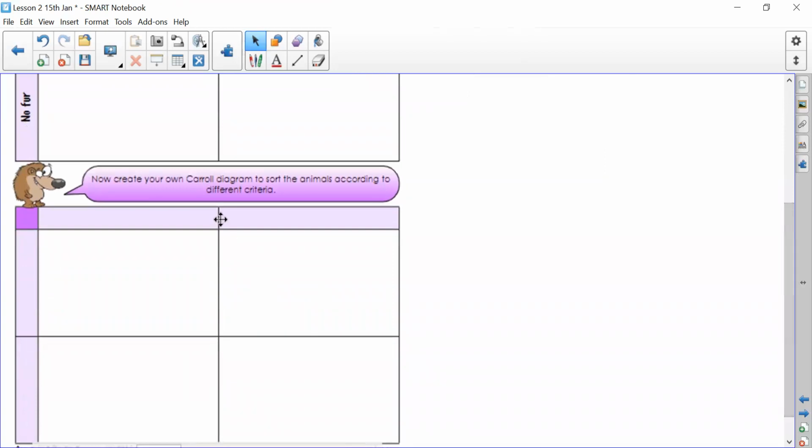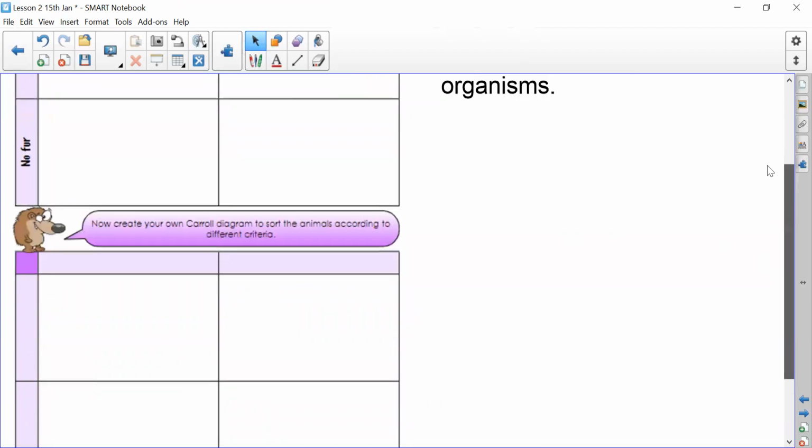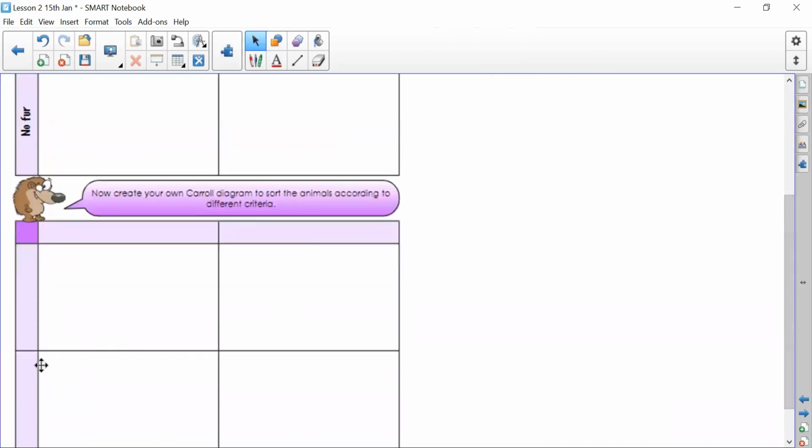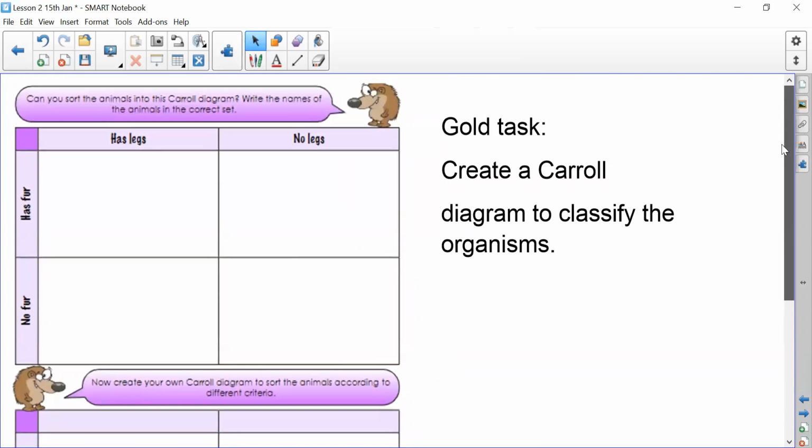So I've said here, create your own Carol diagram to sort the animals according to different criteria. So rather than using has legs or no legs, what could you put in the top boxes? How would you like to sort and classify the different living things?